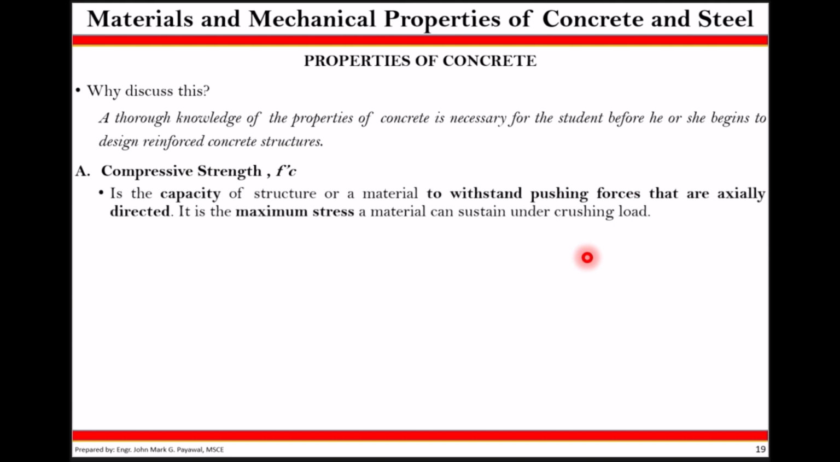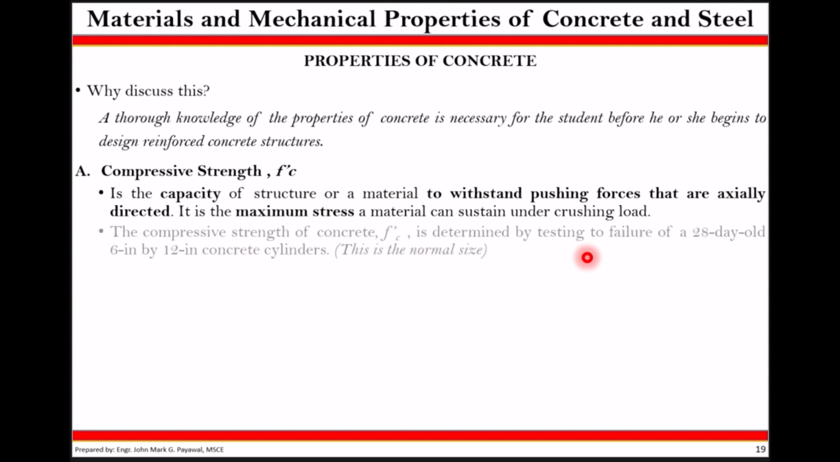In definition, it is the capacity to withstand pushing forces that are actually directed. Ano yung actually directed? They are forces that are acting on the center of gravity or the centroid of your material. It is also termed as the maximum stress a material can sustain under crushing load. The compressive strength, or fc prime, is determined by testing to failure a 28-day-old 6 by 12 inch cylindrical concrete cylinder, which is the normal size.